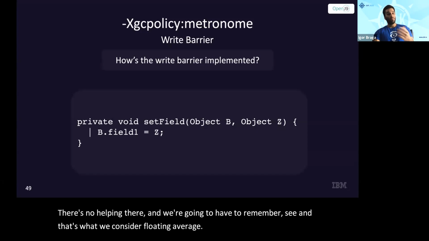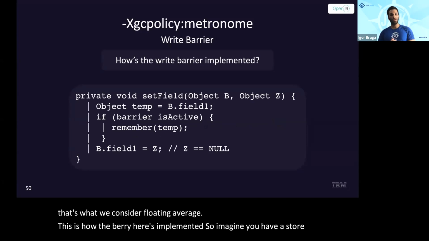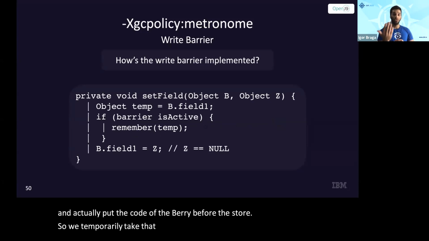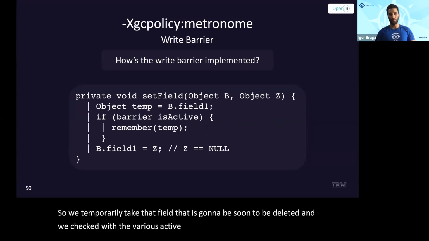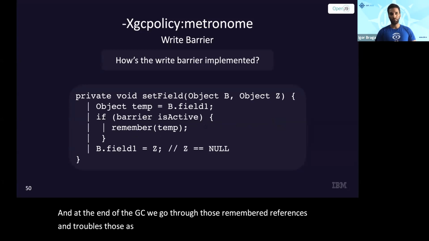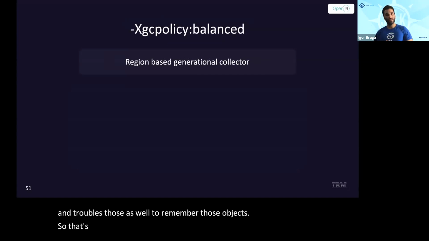This is how the barrier is implemented. Imagine you have a store, and you actually put the code of the barrier before the store. So we temporarily take that field that is soon to be overwritten, and we check if the barrier is active. We remember that reference. And at the end of the GC, we go through those remembered references and traverse those as well to remember those objects. So that's Metronome.